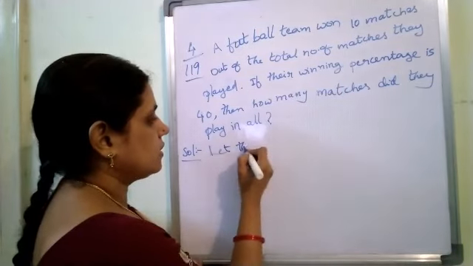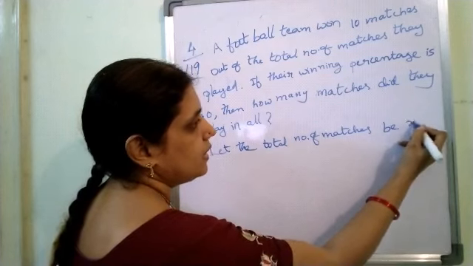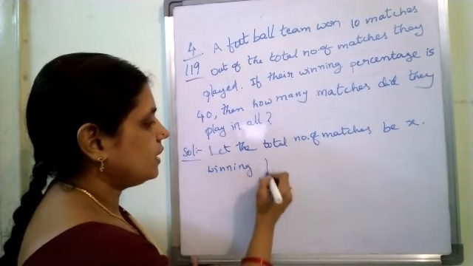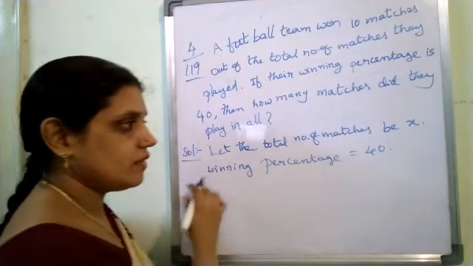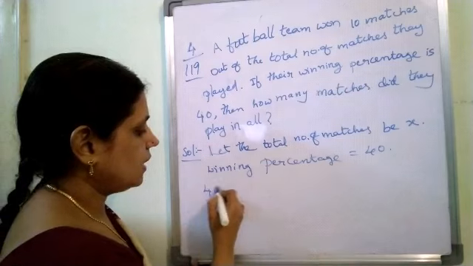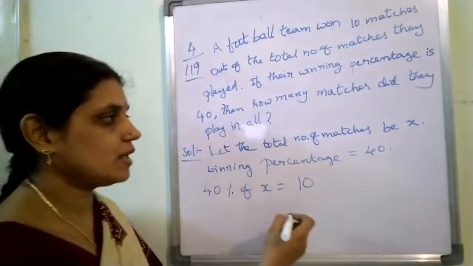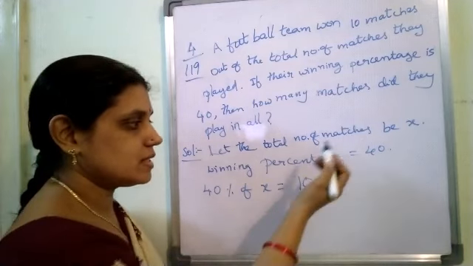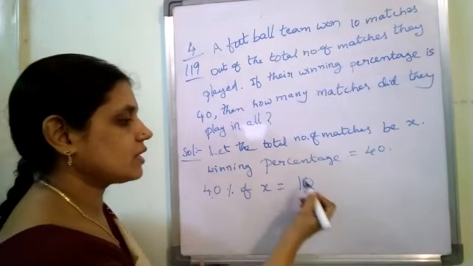Let the total number of matches they played be X. Okay. Now what is the winning percentage? Winning percentage equal to 40. So how can we write the equation now? 40% of X equal to 10. Did you understand? So here 40% of the total number of matches equal to 10. Why? The winning percentage is 40 and the number of matches they won is 10. So 40% of X equal to 10.